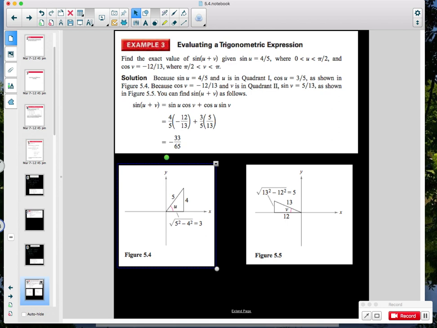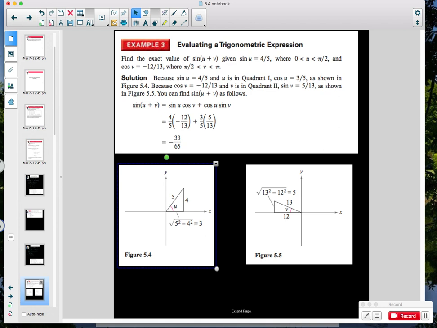So I'm in quadrant 1 and I have that sine of u equals 4/5. Sine is opposite over hypotenuse. So 4 is the opposite, 5 is the hypotenuse, and I use a form of the Pythagorean theorem, and I find the square root of 5 squared minus 4 squared, so 25 minus 16, 9. The square root of 9 is 3. So I find that the adjacent of angle u is 3.